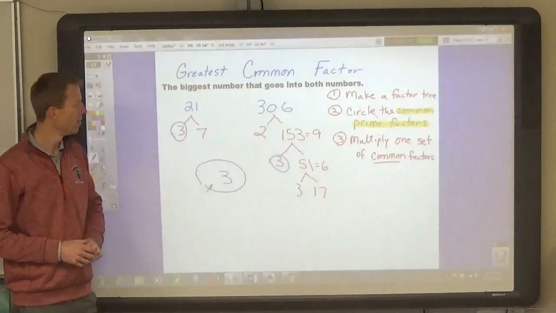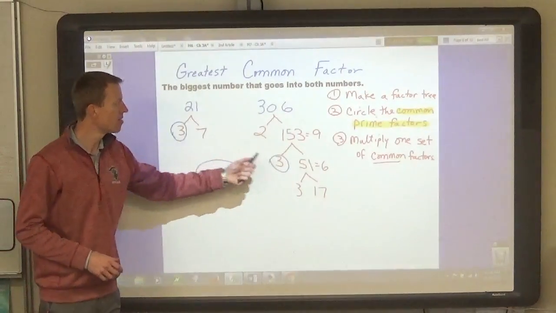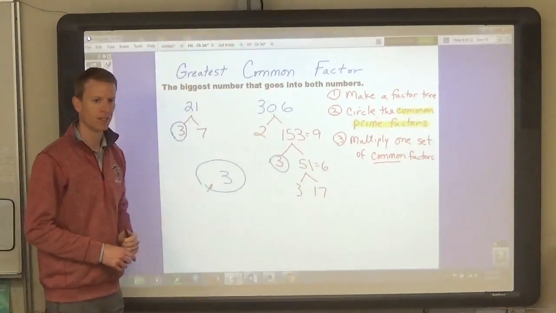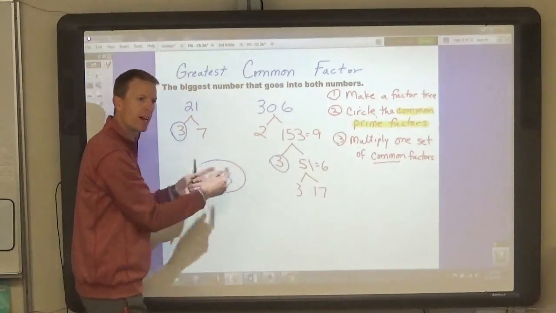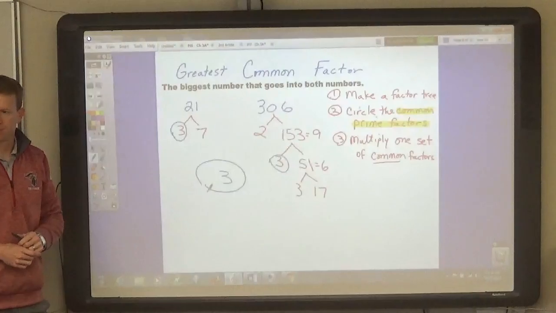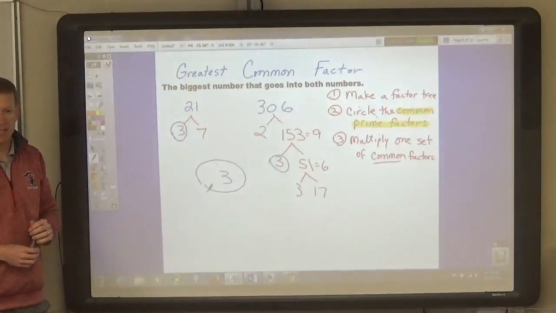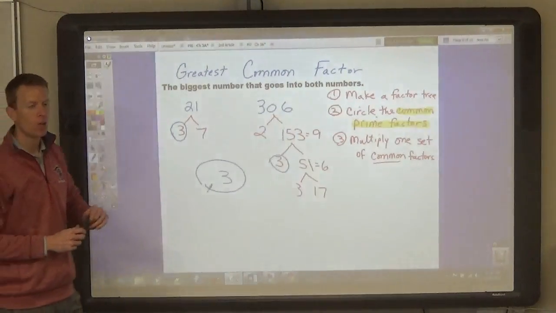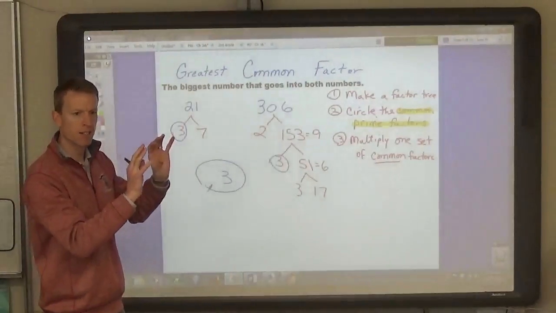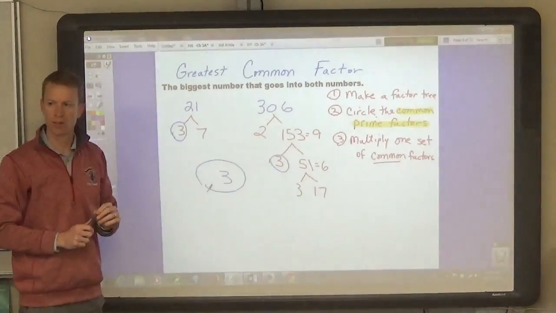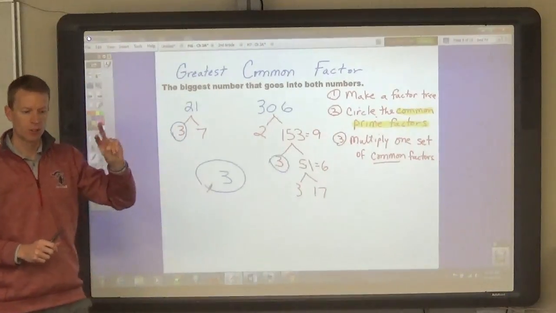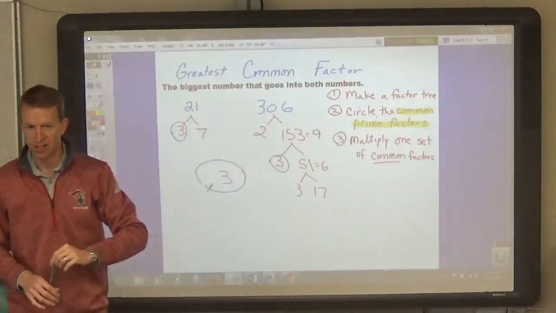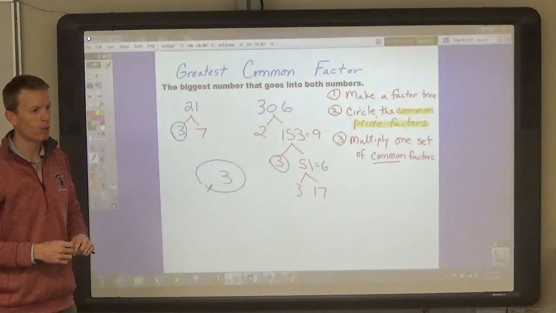Okay? So 3 is the greatest common factor. If there were others, then we'd have to multiply those together. Like when we were doing 12 and 60, there were quite a few. There were a 3 and two 2s. So then we have to multiply those together.